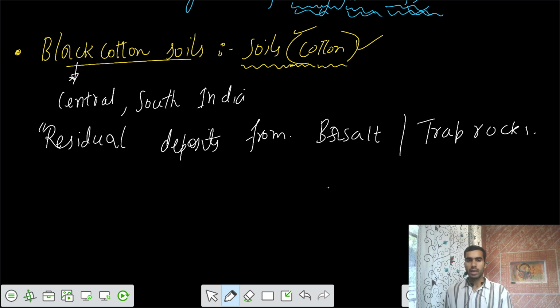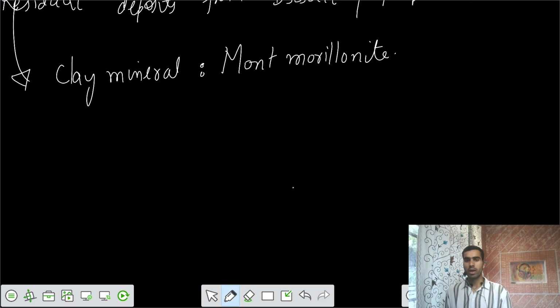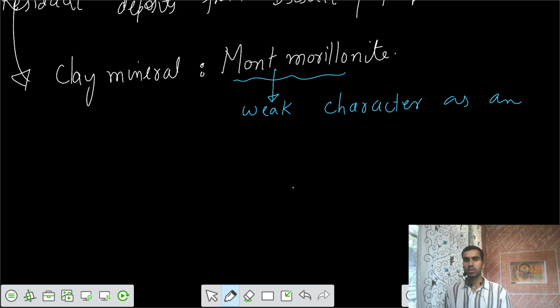And why are they suitable for cotton? Because they have some clay mineral that we call montmorillonite. Because of this montmorillonite, we have a weak character as an engineering material. Because of this mineral, black cotton soil is not good for engineering works.